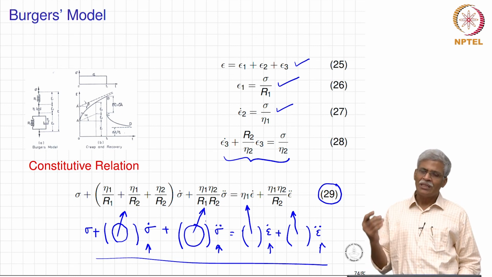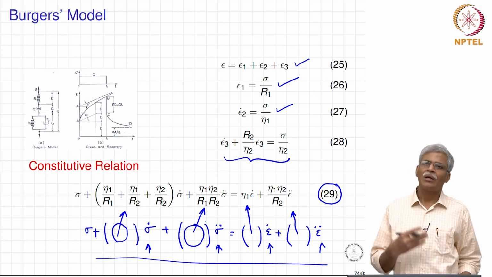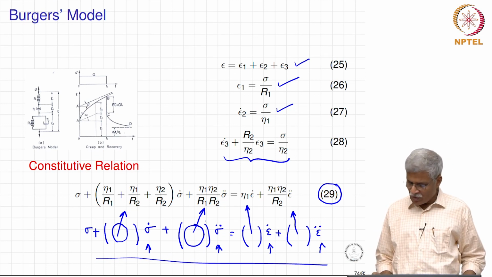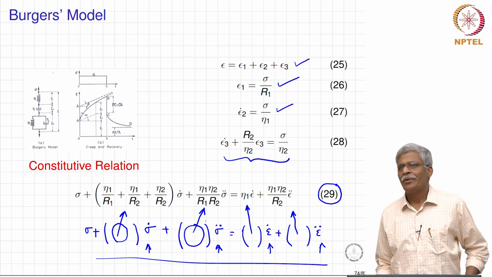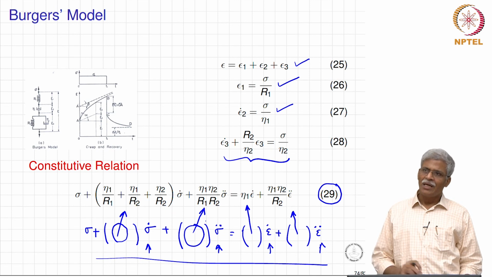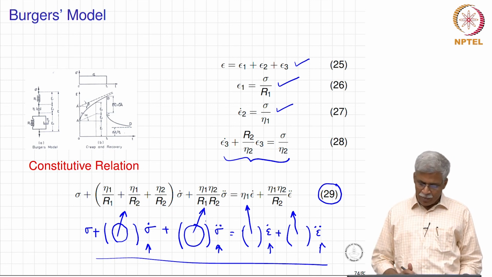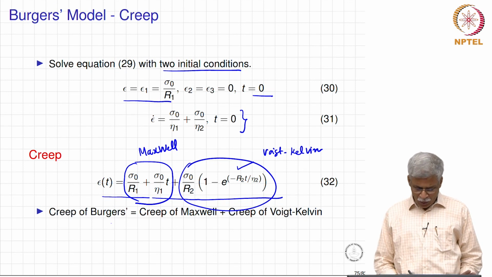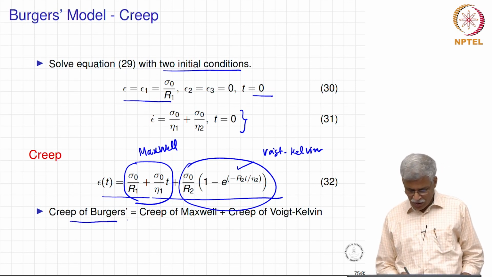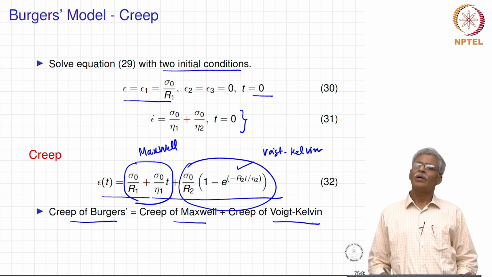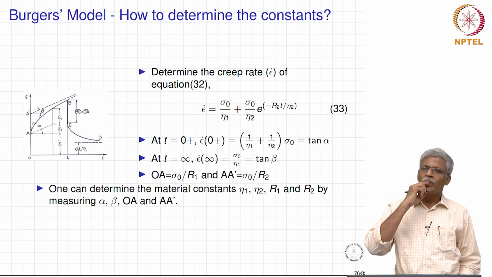So, you can generate different types of generalized Burger's models, which will have second time derivative of stress and strain, first time derivative of stress and strain as well as the stress, but the parameters will be slightly different. So, to summarize, the creep of Burger's model is the creep of Maxwell as well as the creep of Kelvin model. What do we really do with this kind of models?